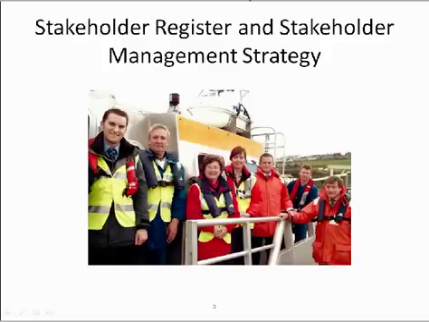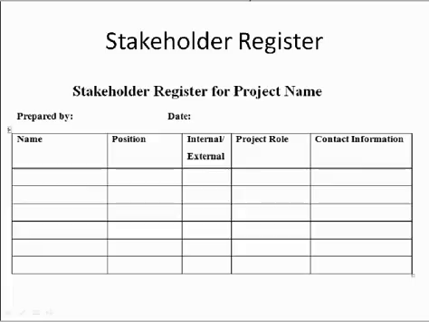You record these with a couple of different documents. Let's take a look at these. This is one called the Stakeholder Register. You'll notice that you'll have the project name, and here the name of the individual, their position, and whether they are internal or external to the team, their project role, and contact information.